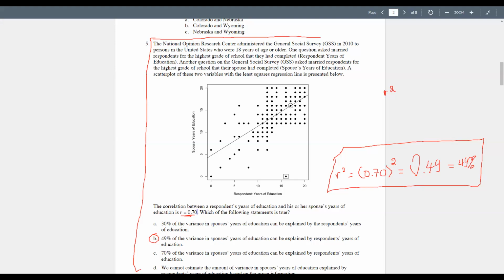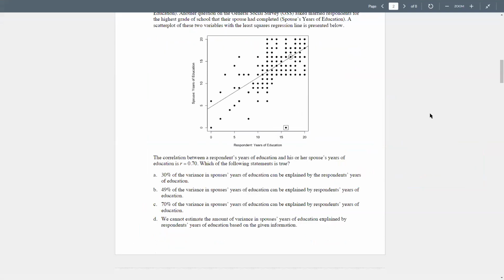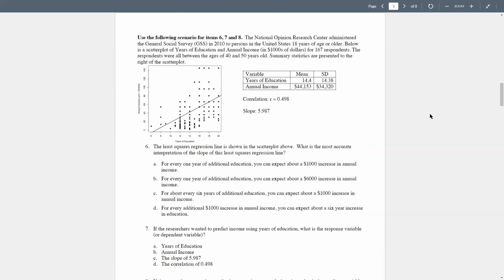Let me clear that. Clear all joins and then do this. You go down. Oh my God, this is a hard one again. That's what they asked me here. You say the least square equation line is shown in the scatter plot above. What is the most accurate interpretation of the slope of this least square regression line?